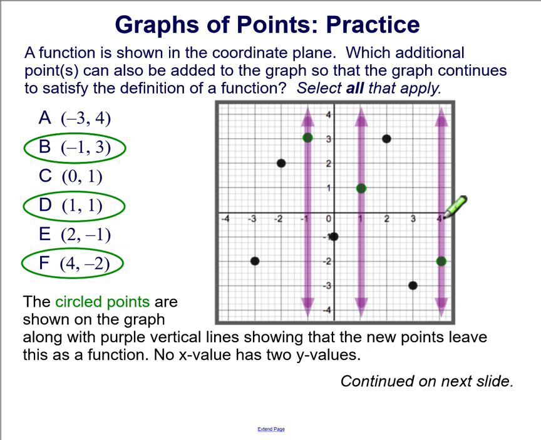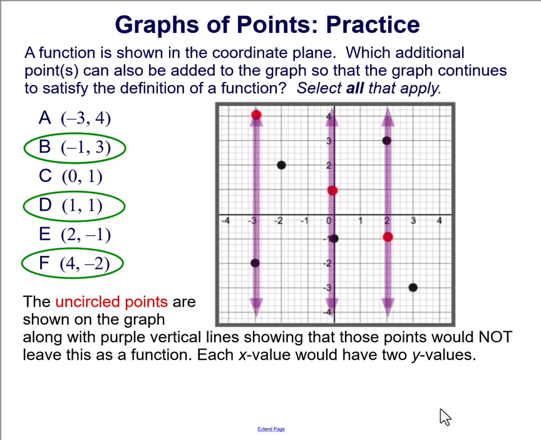Now let's see about the other functions, or should I say other points. The uncircled points are shown on the graph along with purple vertical lines showing that those points would not leave this as a function. Each x value would have two y values. So when I add -3, 4, there's -3, 4 up here, notice there's another y value at x equals -3. That violates the definition of a function.